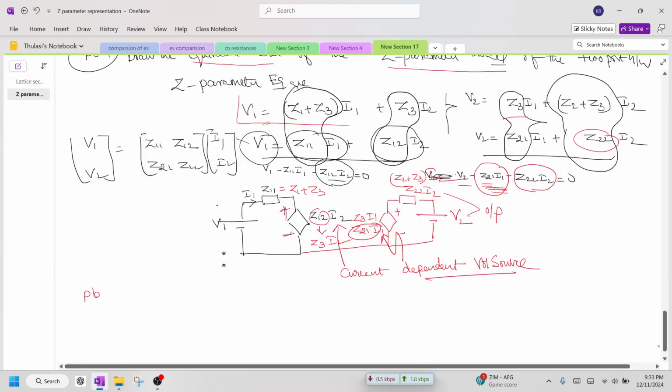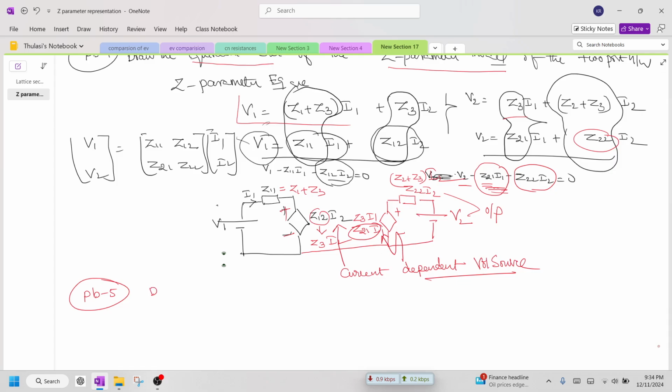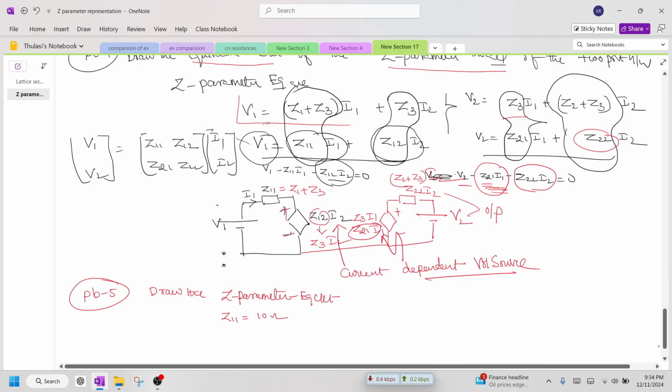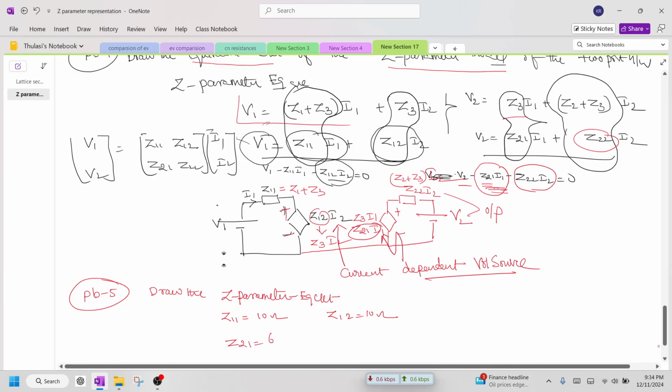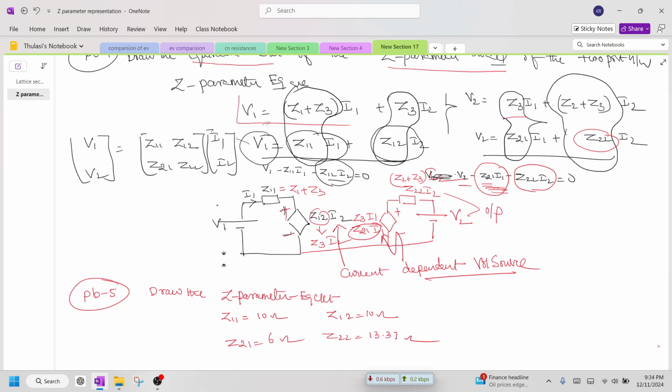So problem number 5 is: draw the Z parameter equivalent circuit with the values of Z11 equal to 10 ohm, Z12 equal to 10 ohm, Z21 equal to 6 ohm, Z22 equal to 13.33 ohm. We need to draw it.